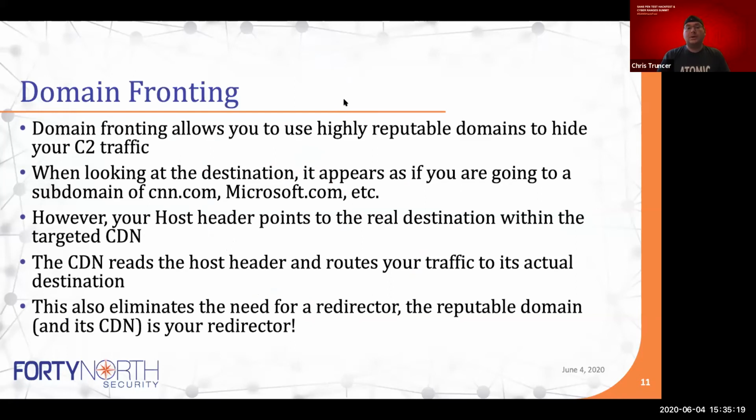The way that it works is that the victim system is going to look like it's actually making a request to maybe a subdomain of CNN.com or Microsoft.com or some other domain that leverages the CDN that we are using. The main key difference here is the host header in that request. If the host header points to the real destination within the CDN, then that is how the CDN knows where to route it, right? So the CDN will read that host header on the incoming request and route that traffic to the actual endpoint that it's supposed to send it to.